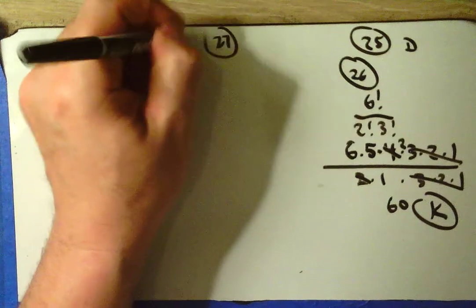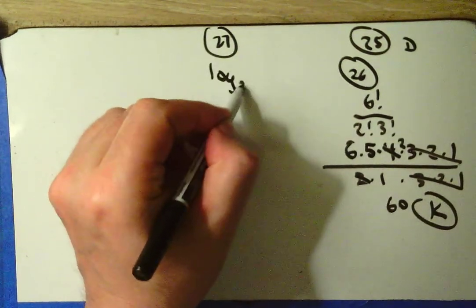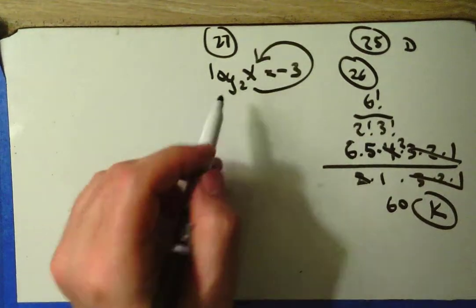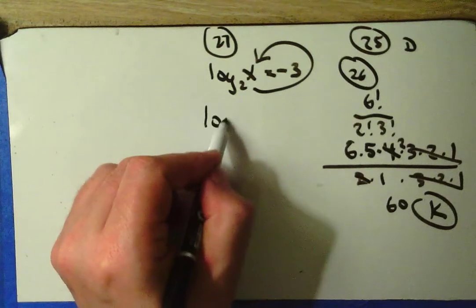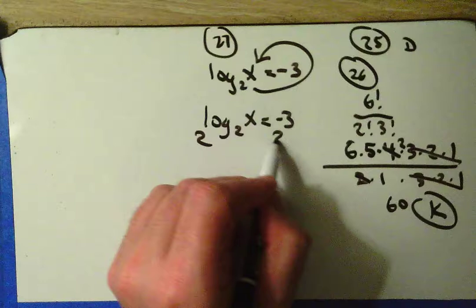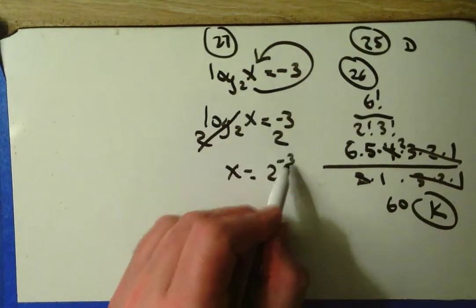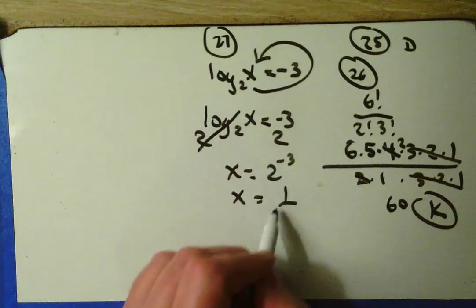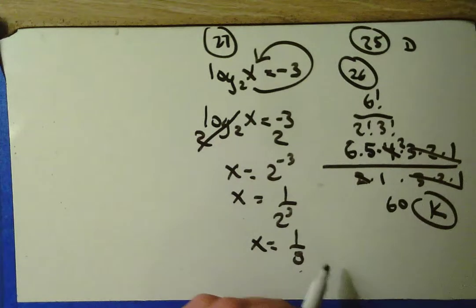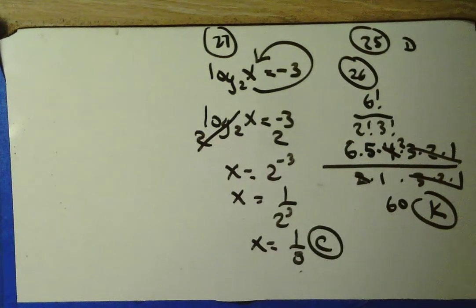27. What is the value that satisfies the equation log base 2 of x equals -3? If I exponentiate, I get x equals 2 to the -3, or x equals 1 over 2 to the third, or x equals 1/8, and that corresponds to choice C for number 27.